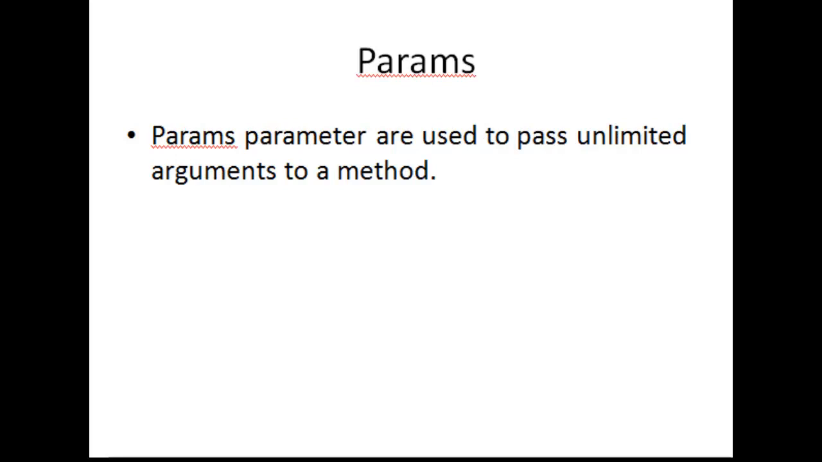Now we will learn about params. Params parameters are used to pass unlimited arguments to a method. There can be only one params parameter in a method, and that should be the last parameter in the list. It must be a single dimensional array, and also the params keyword must be specified only in the method definition. Now we will see code implementation of these three parameter types.